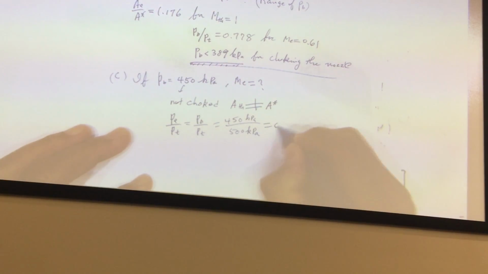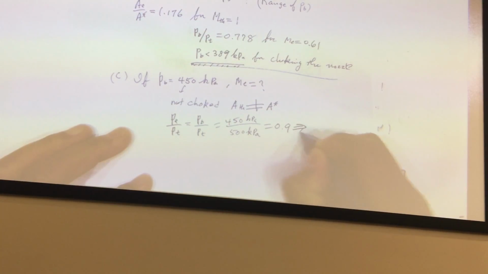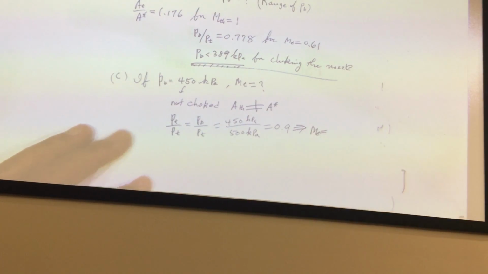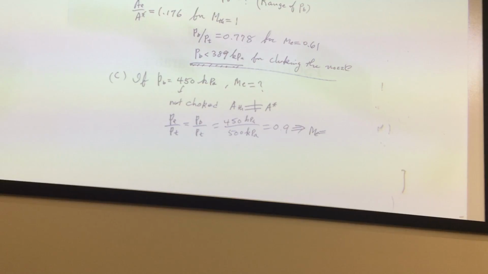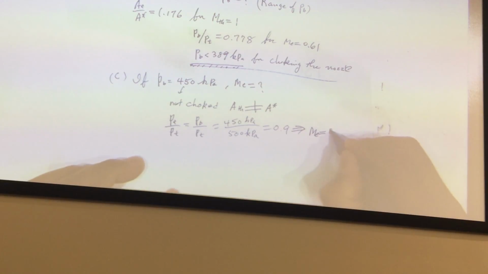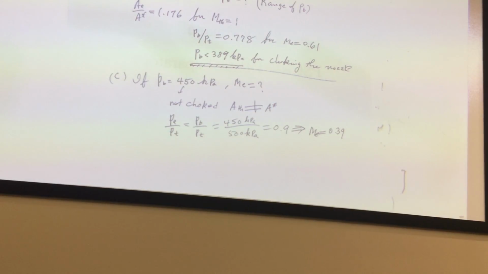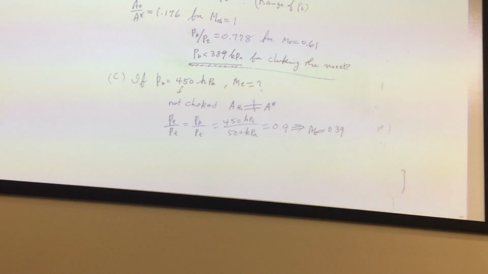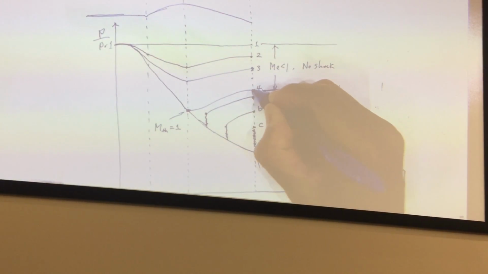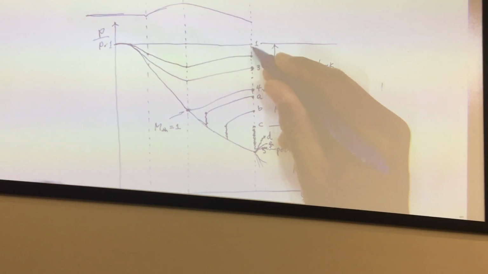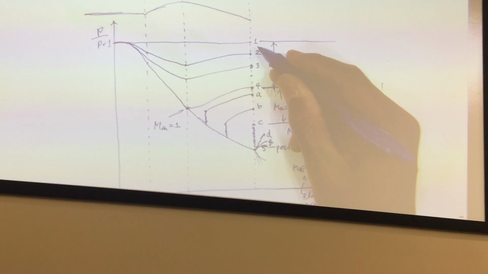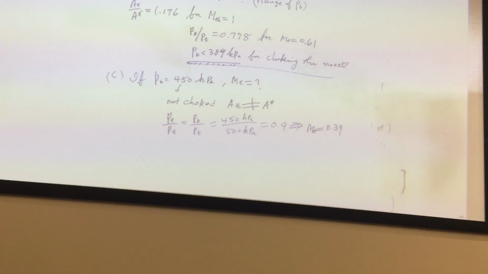So this is 0.9. Right? So this will give you ME equal to 0.39. So that's different from that. It's kind of like you are comparing 4 with something about 4. Right? Make sense?